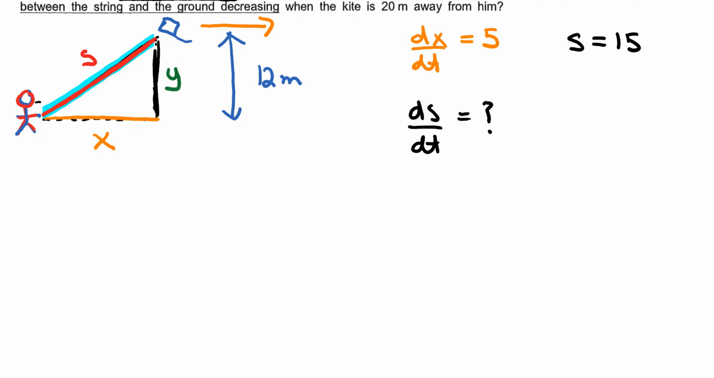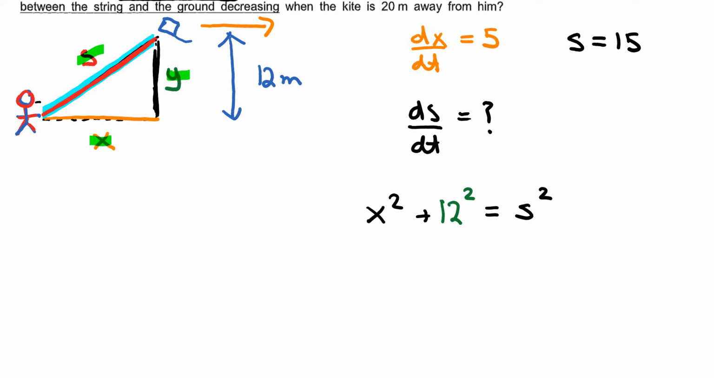The formula that would connect this particular diagram is going to be the Pythagorean Theorem again. So my variables are x, y, and s. So if I set up my Pythagorean Theorem, that's going to be x squared plus y squared equals s squared. And for my y, although I have the variable y there, y is actually the height of the kite. So throughout this problem, the kite will remain at 12 meters. So I can replace the y with the constant 12, so 12 to the power of 2.